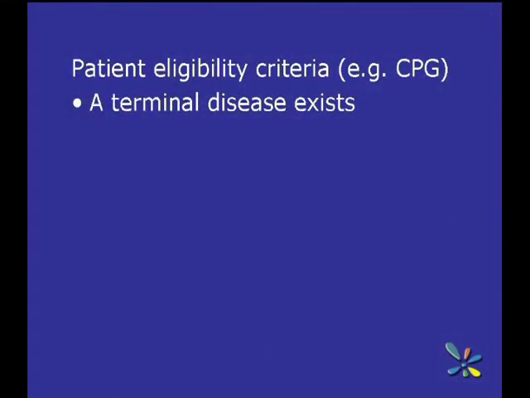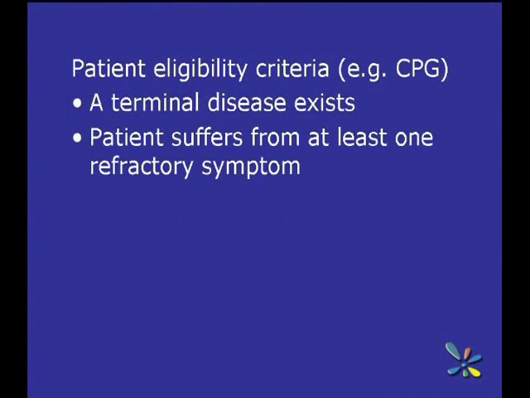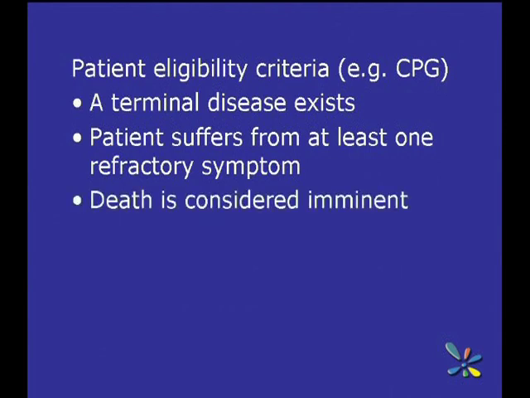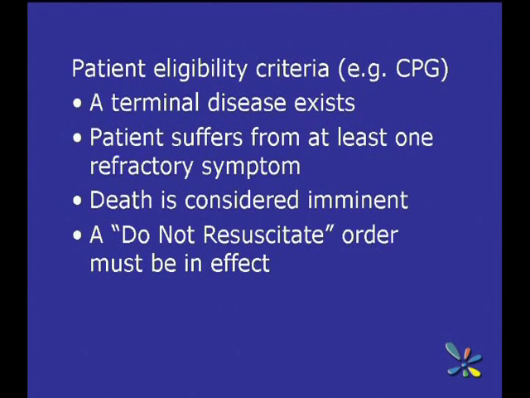Well, here very quickly are the criteria that we used for developing this guideline. Number one, the patient had to have a terminal illness. The patient was suffering from at least one refractory symptom. Death was considered to be imminent, and we said within days, recognizing that that can be difficult to ascertain, and that a DNR must be in effect.